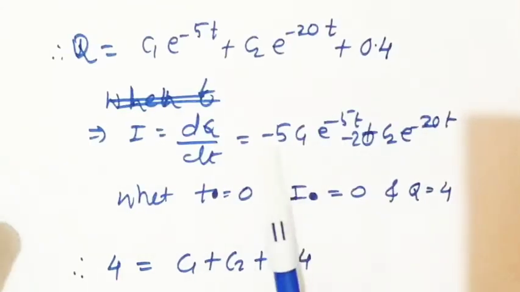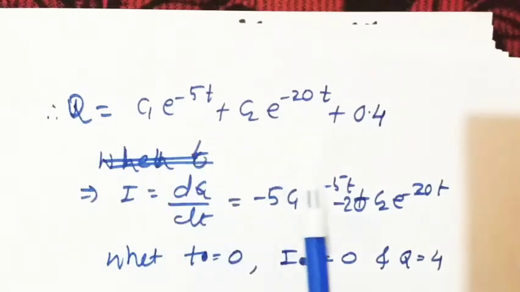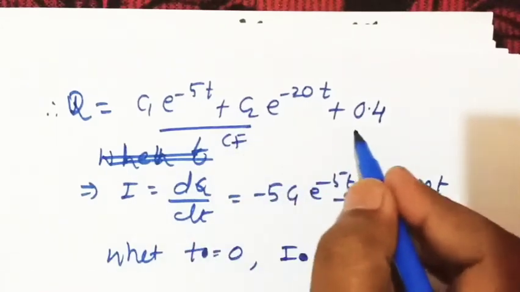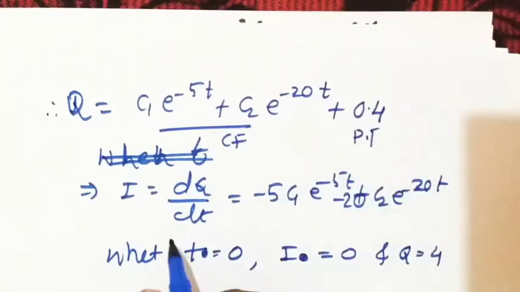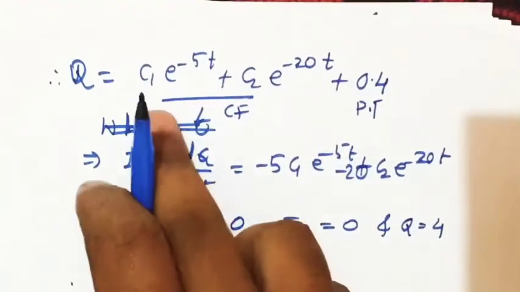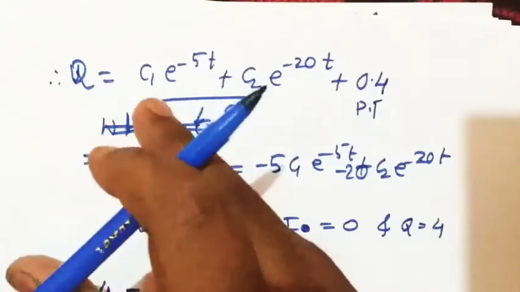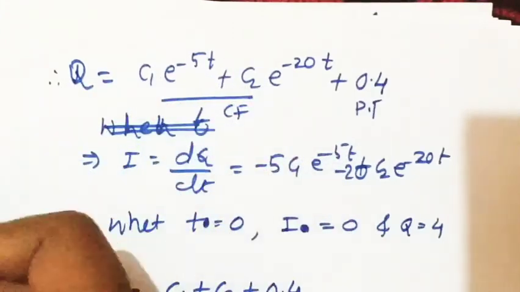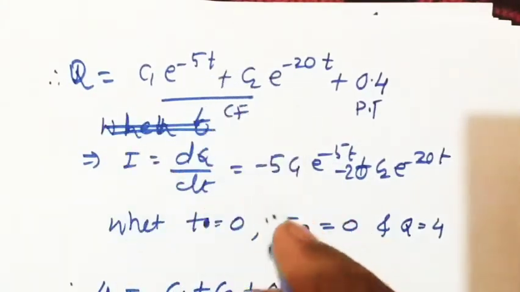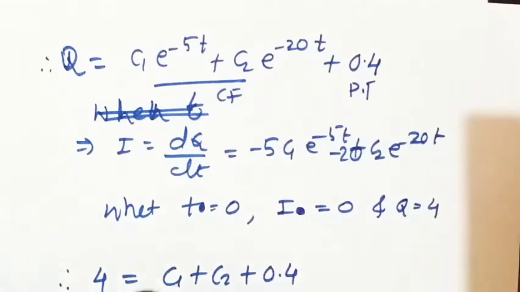Hence your required charge, the solution of the differential equation, q equal to CF plus PI. This is the CF and this is the PI. Okay. Now we have charge in terms of t, but here we have C1, C2, so those constants are not known. For calculating the constants, we are given the initial conditions. Before using the initial conditions, as there are two constants, we must have two simultaneous equations in C1 and C2.